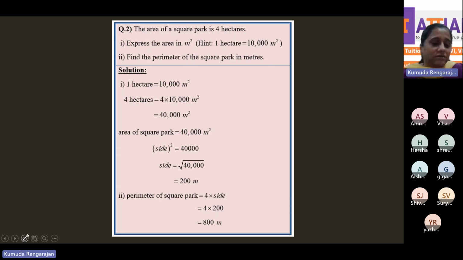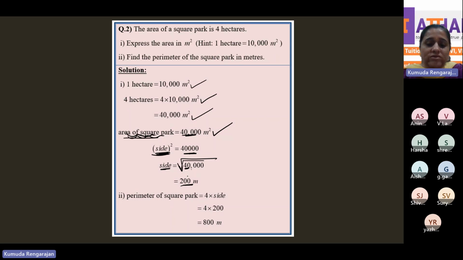So you can see here. 1 hectare is 10,000 meters square. So 4 hectares will be 4 into 10,000 meters square, which is 40,000 meters square. So the area of the square park is 40,000 meters square. What is the formula to find the area? Side square. So area is 40,000. That means the side square is 40,000. So side is equal to the square root of 40,000, which is 200.